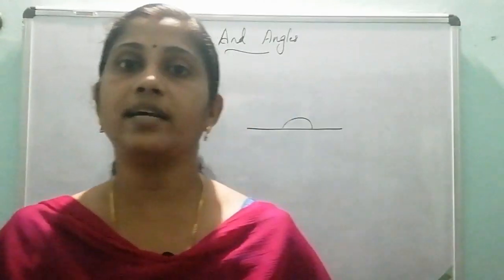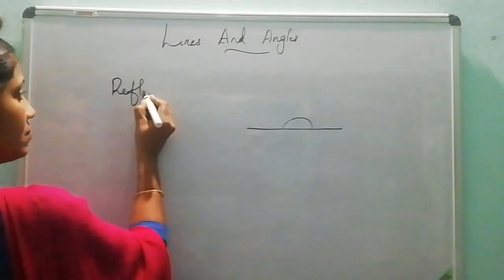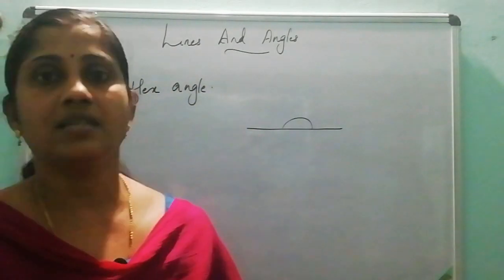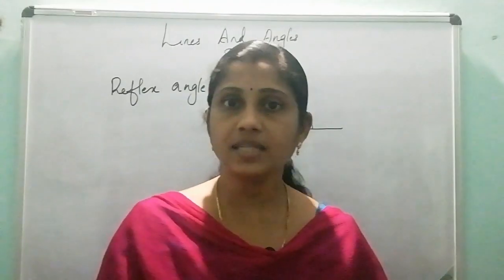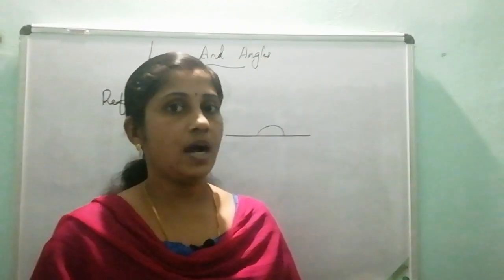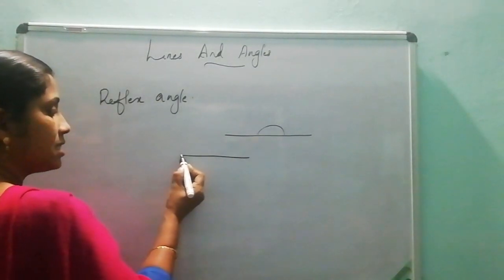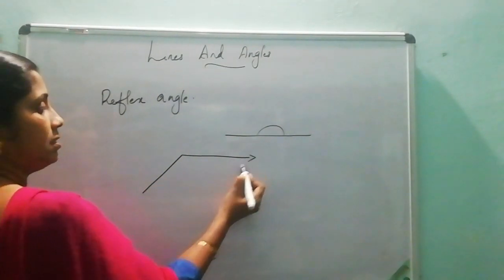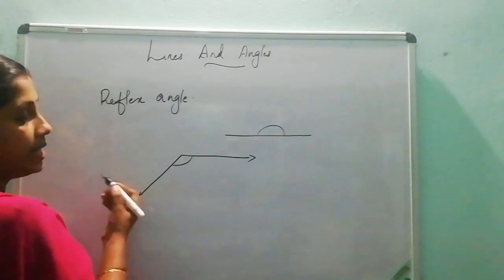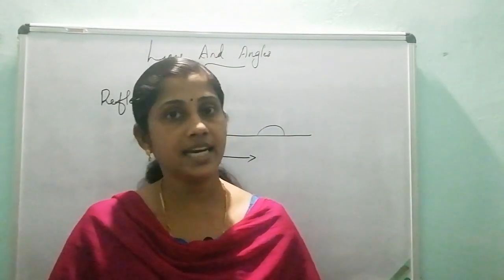Then one more angle is there, that is reflex angle. We can study about reflex angle. Reflex angle means the angle whose measurement is greater than 180 degree but less than 360 degree. Now we can look how we can mark reflex angle. This is reflex angle, it is greater than 180 but less than 360 degree.